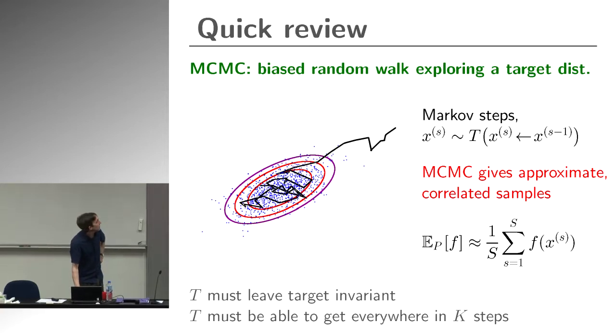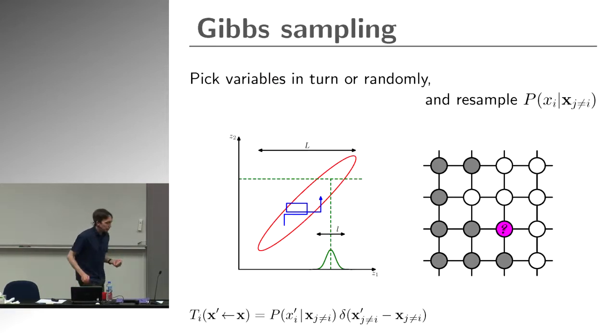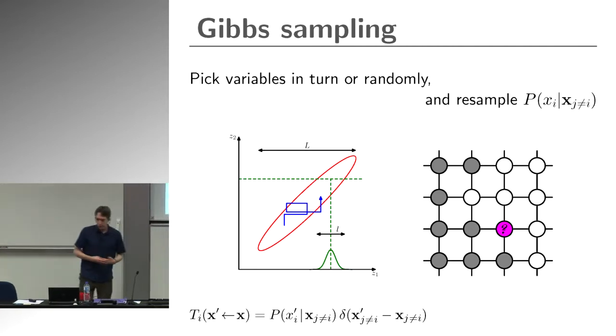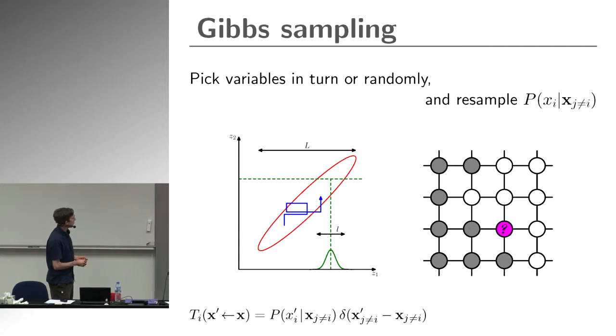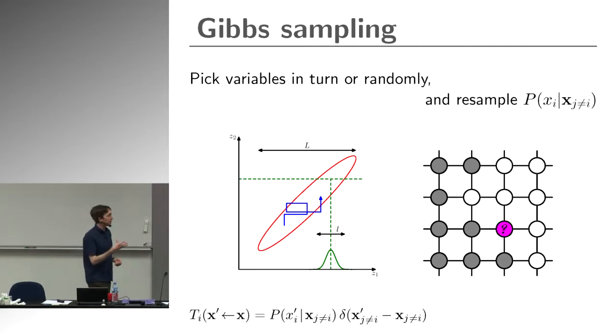OK, so I still haven't actually said how we do it. We want a transition operator that satisfies these properties, but how on earth do you come up with such a thing? And I've turned this around. I always used to explain the Metropolis algorithm first, but I've decided that Gibbs sampling is actually easier to explain. So Gibbs sampling is an algorithm where you take each variable in turn and you sample from its conditional distribution given all the other variables.